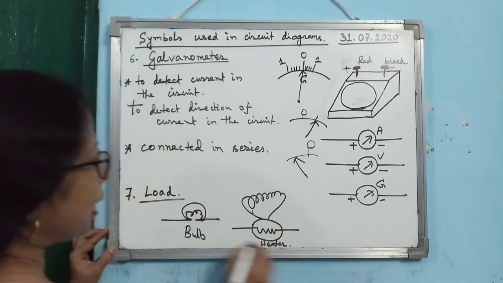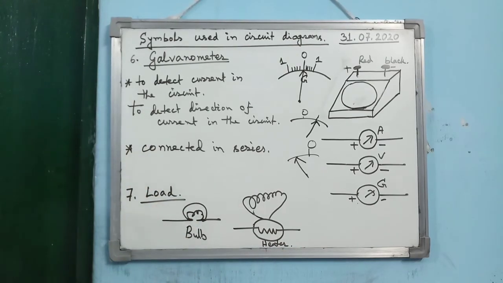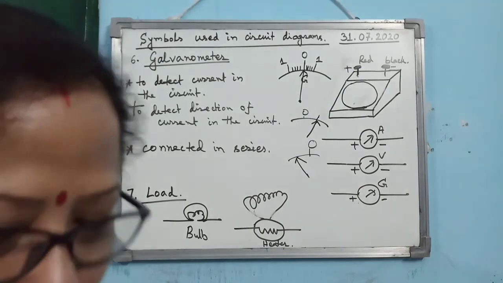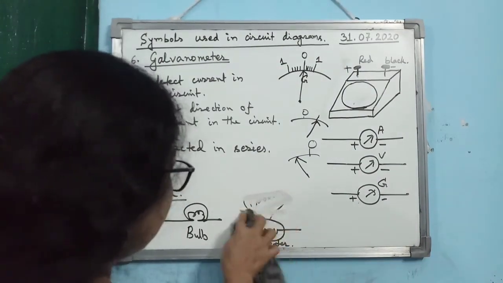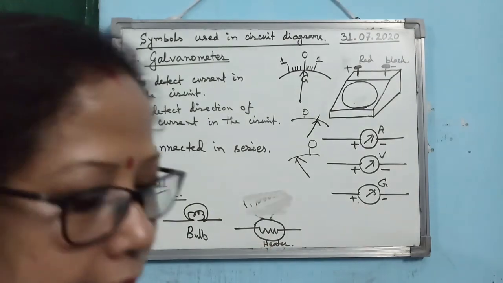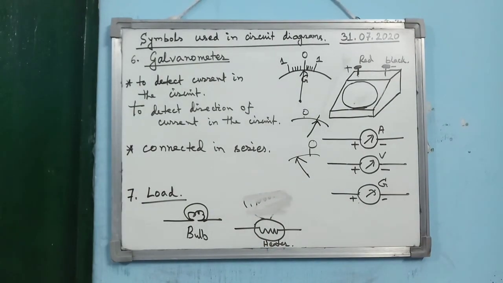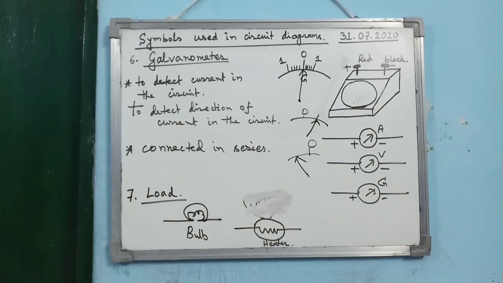So electric bulb and heater are also known as load. For the bulb this is the symbol, and for the heater this is the symbol. No, not this one. Be careful, this is not the symbol for the heater, this is the symbol for the heater. So that's all about the different kinds of symbols of the devices that we use in a circuit diagram.